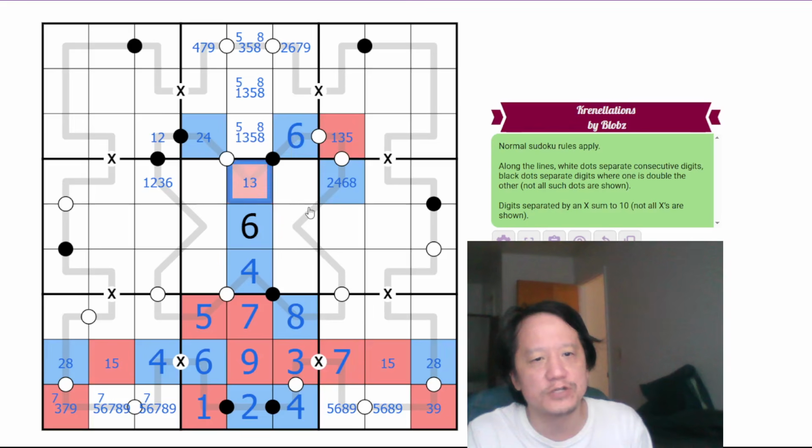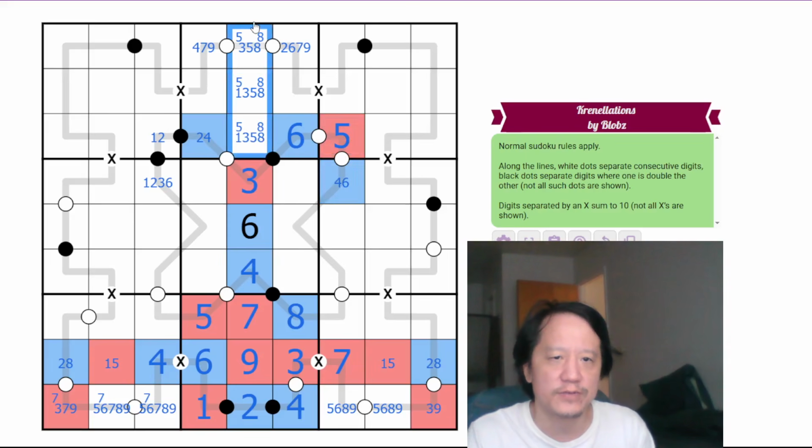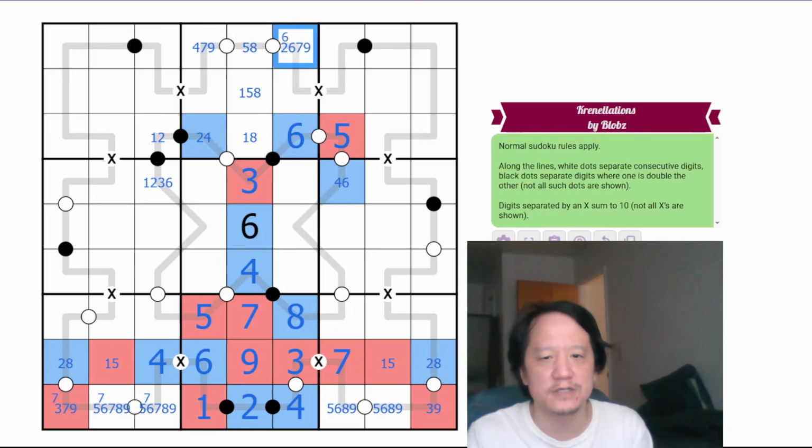6 is in a 1 to 2 ratio with 3. 6 is consecutive only with 5 out of 1, 3, or 5. So that's consecutive with 4 or 6. 3 eliminates 3 in the rest of the column. 5 eliminates 5 here in the rest of this row. We have a 1, 5, 8 triplet in this upper central box. 6 eliminates 6 here.